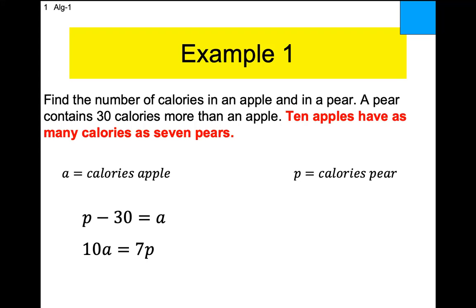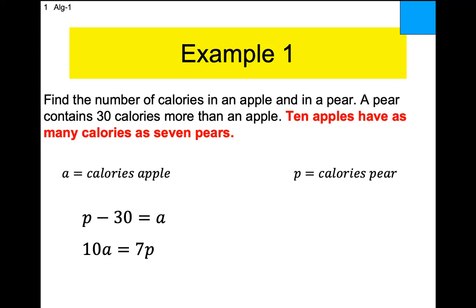Well, what's the difference between the two? It tells me 30 calories. So if I subtracted 30 from the pear, then they would be equal. That's the hardest part to wrap your head around. And we're just getting started. That's just writing the equations.